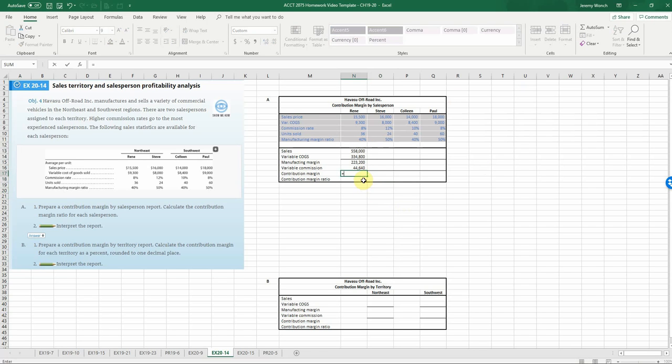And then for contribution margin, we just subtract our variable commission from our manufacturing margin. To get our contribution margin ratio, we just divide our contribution margin by our sales. Now we just drag that across to fill out the rest of the table. Perfect.